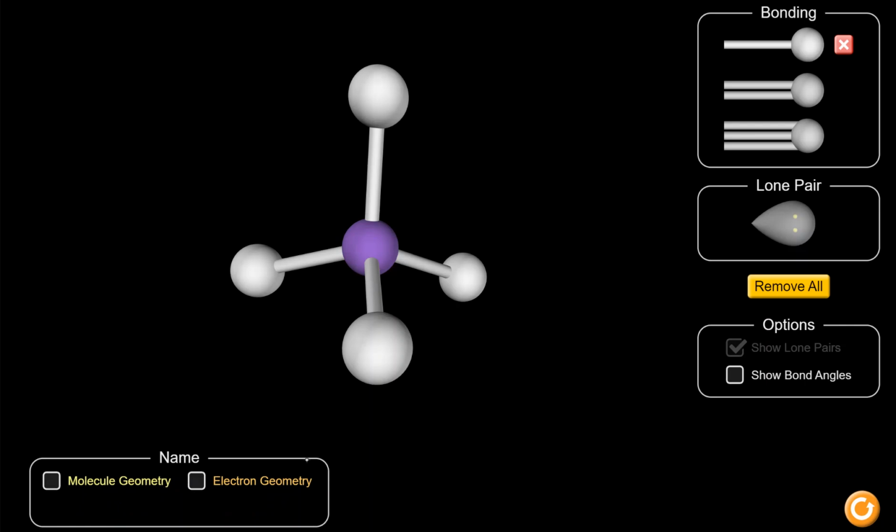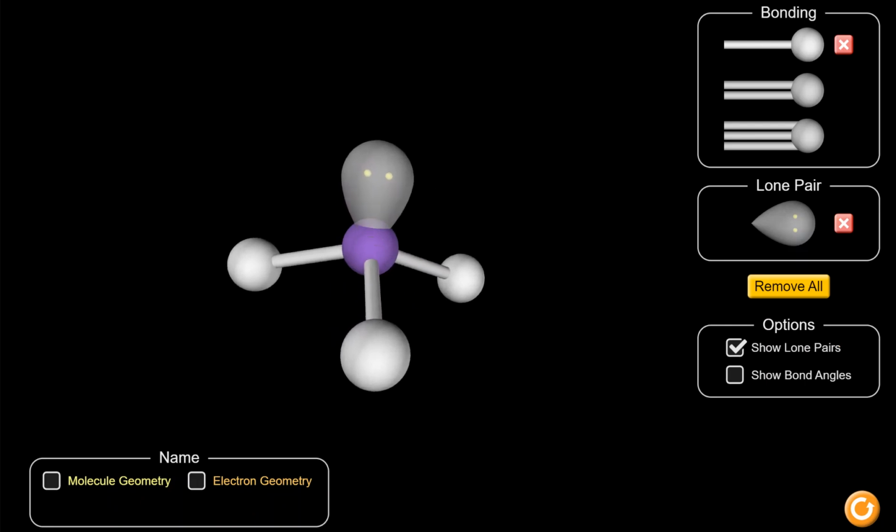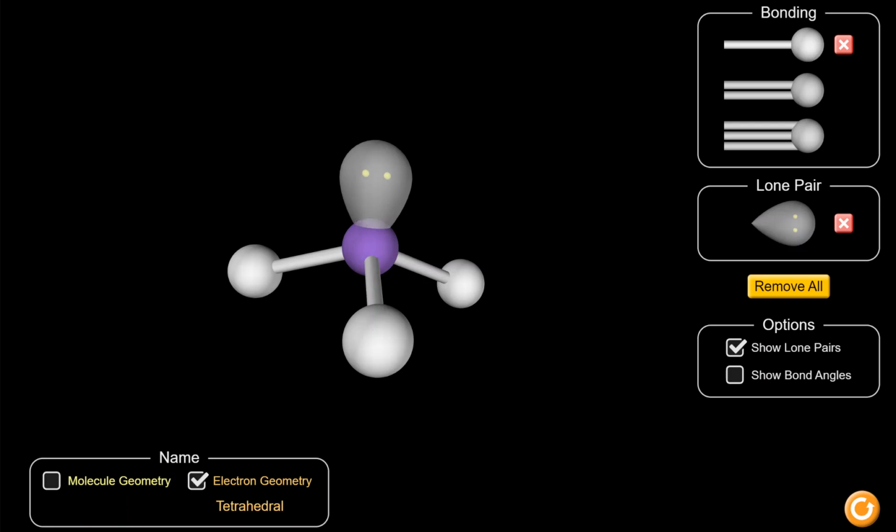Let's turn these off so we can guess next time. Okay, so let's see what it's like with a lone pair. I'm going to take one of those off and add a lone pair. I like these lone pairs, they look like eyes. It's like they have personalities. Anyway, so now it's kind of got a pyramidal shape still, but it's not as tall as a tetrahedron. The electron geometry though is still tetrahedral, because you see these 3 down here. Electron geometry is still tetrahedral.